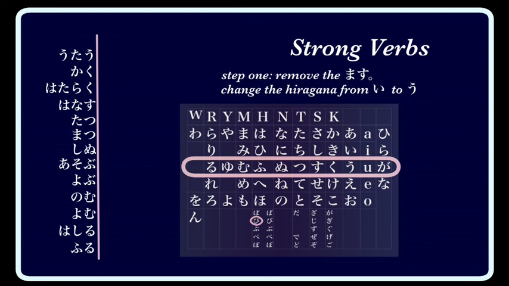There are lots of endings we can add to the plain form to say other things like maybe, I think, I intend to, etc. But changing the verbs from the polite to the plain form isn't complicated, it's just something we need to practice. Strong verbs go from the I row to the U row on the hiragana chart. Weak verbs just take off the mas and add ru.